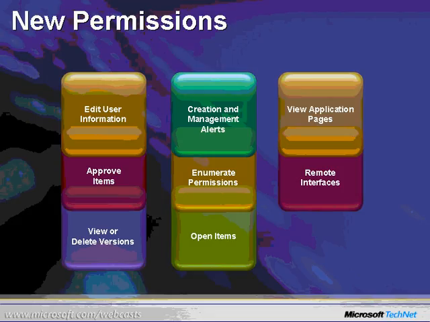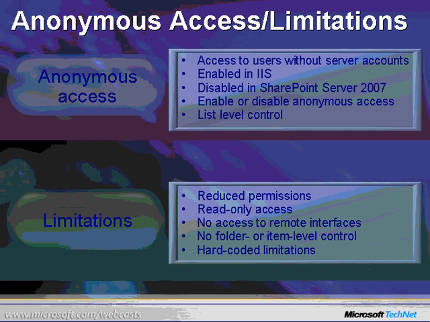Another added permission is the use of remote interfaces. So I can now set up permissions to use remote interfaces like SOAP. And finally, you can set up permissions to use client integration features. So for example, I can now create a permission to use the integration features for applications like Microsoft Office. There is also availability for anonymous access. And anonymous access looks like this.